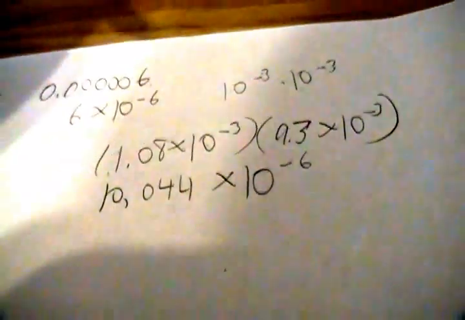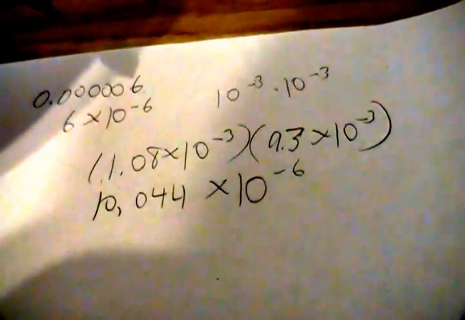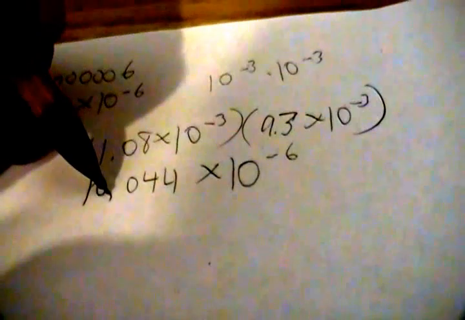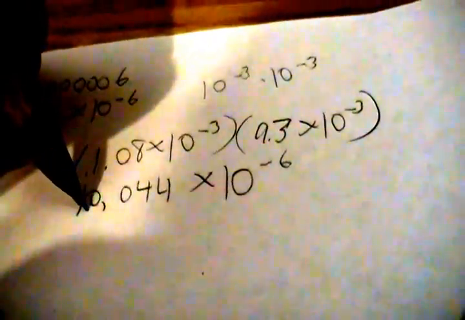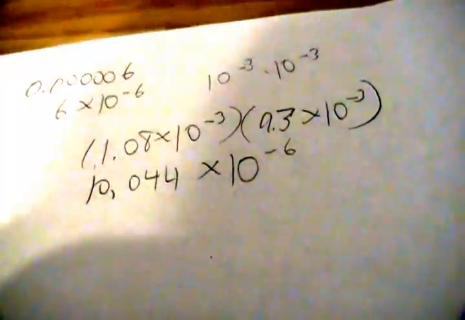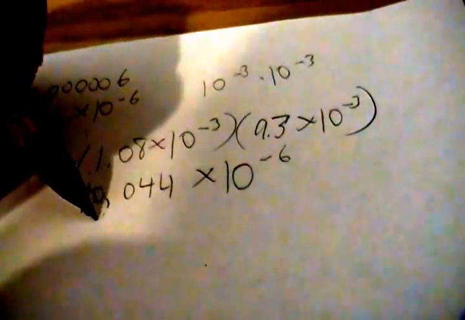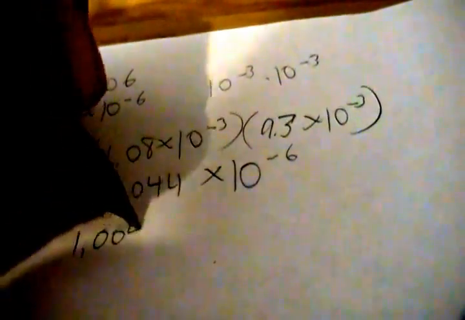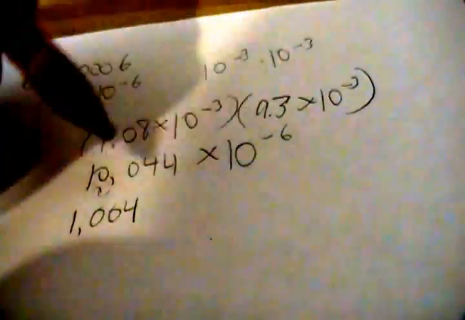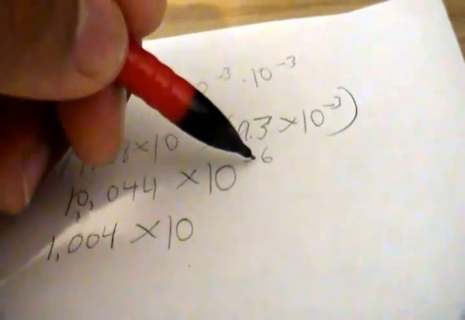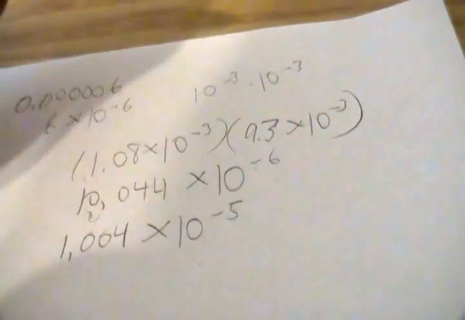Now, however, this isn't fully in scientific notation, because we have 10.044, and the rule is that you have to move the decimal point so that it is one shy of the left-most digit. So you have to move the decimal one more place. So it's really 1.004. But since we moved one more digit, the 10 to the minus 6 becomes 10 to the minus 5.